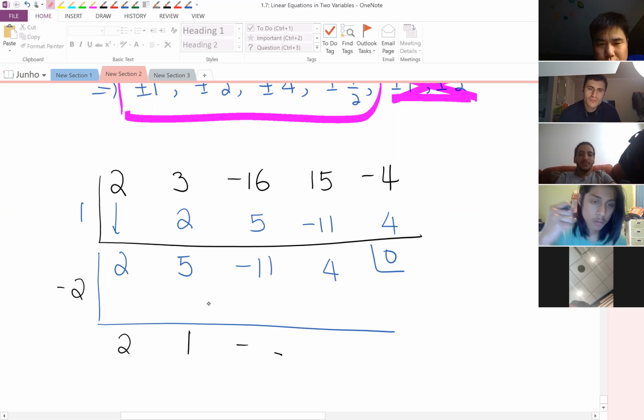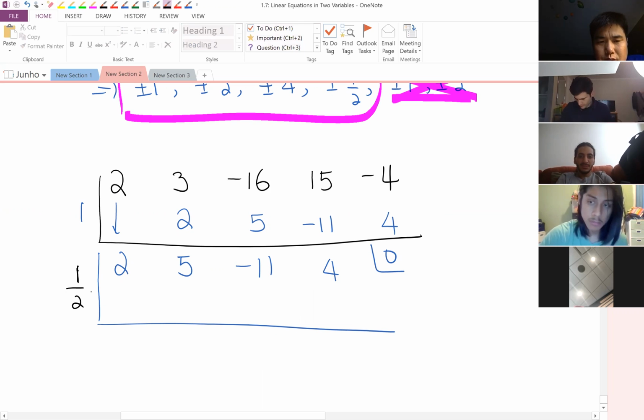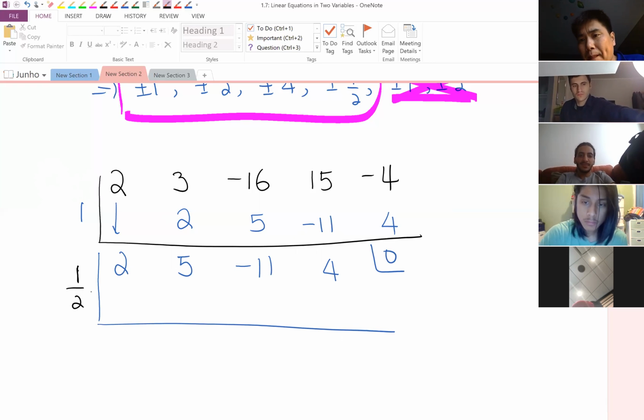What about a half? 1/2. Oh, that's a good option. Let's try. Okay. So you mean positive 1/2 or negative 1/2? Positive? I have a question. Why didn't the 2 work? Like, how do you know that 2 didn't work?